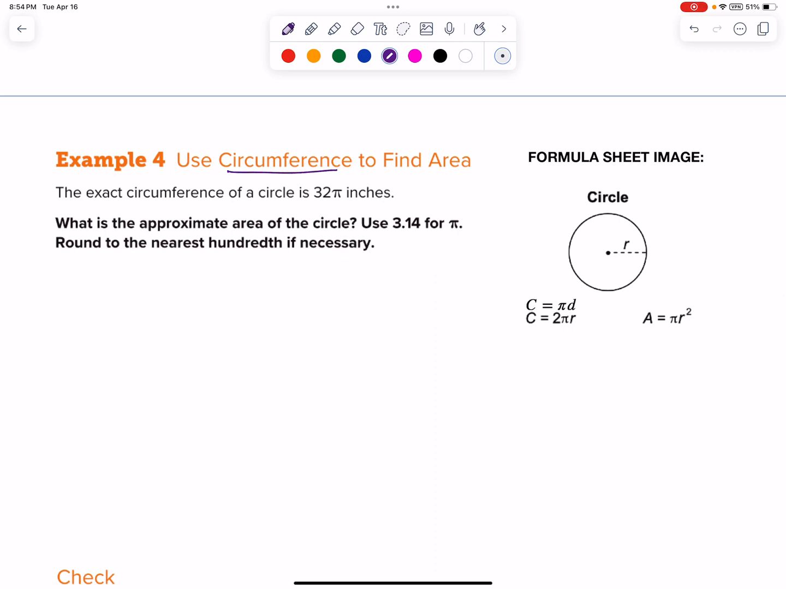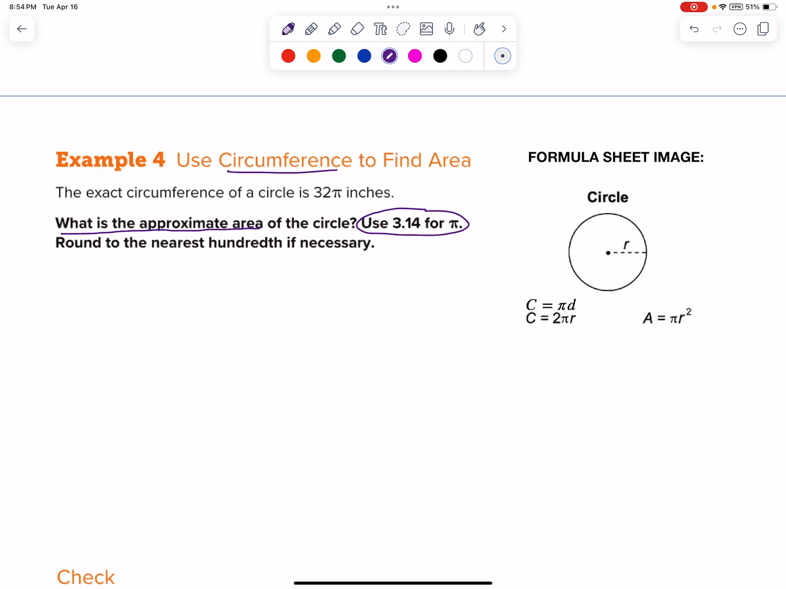Now they're giving us something different. They're saying that the exact circumference of a circle is 32 pi inches. So let's figure out what to do for this. They're asking us what is the approximate area of the circle, and they want us to use 3.14 for pi. So let's go ahead and set this up.